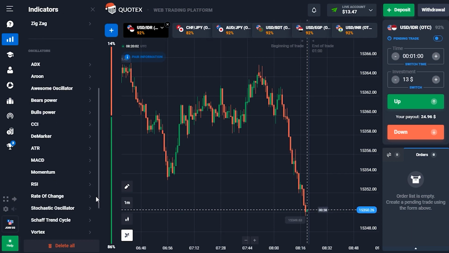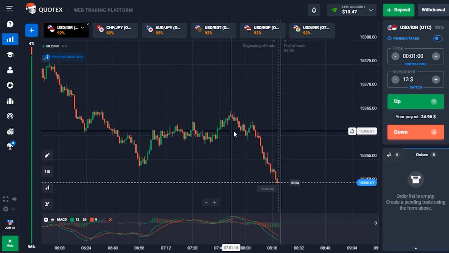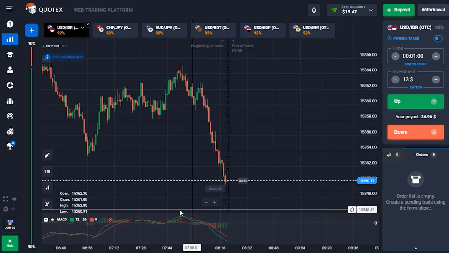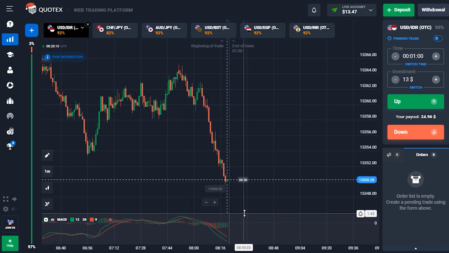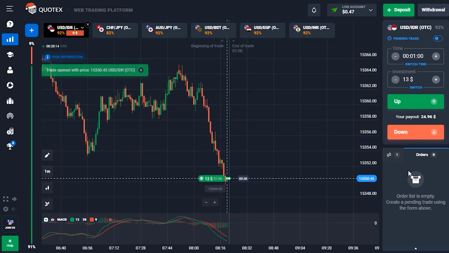So, for today's trading session, I want to select only one indicator, the MACD indicator. And as we can see, a green histogram begins to appear on the indicator for this currency pair. So my first trade will be here.